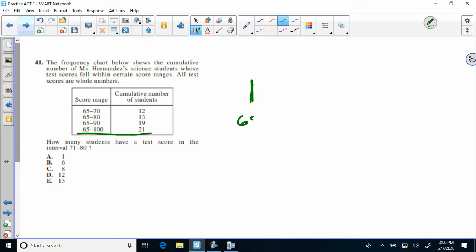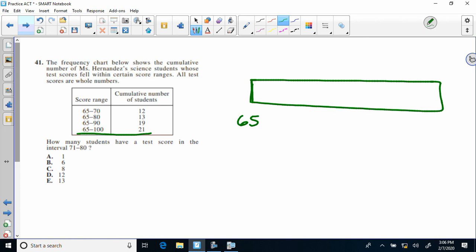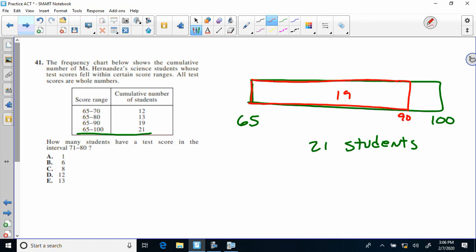So here's my score of 65, and here, way over here, is my score of 100. And there's a total of 21 students that fell in between there, between 65 and 100. That's what the bottom said, right? The one right above it said if I'm between 65 and 90. So if I'm between 65 and 90, so I only went over here to wherever 90 is, there were 19 people here. So if there's 19 people in this one, how many were between 90 and 100? And there should be 2. Because there were 21 students in the green rectangle. If 19 are in the red, that left 2 in this little spot right there to the right.